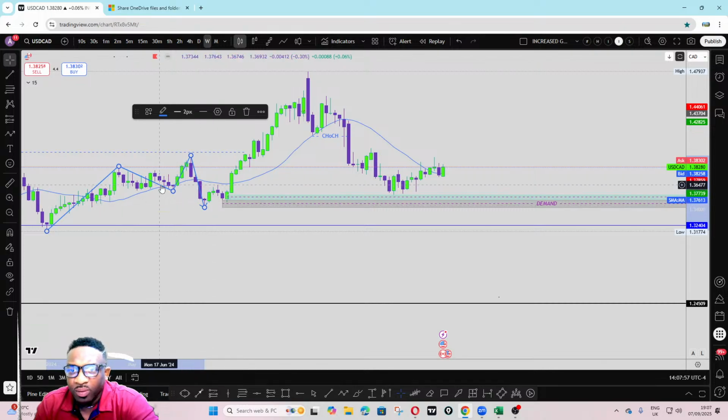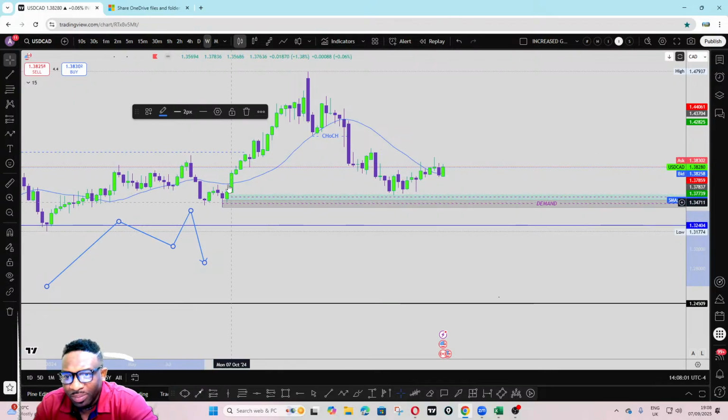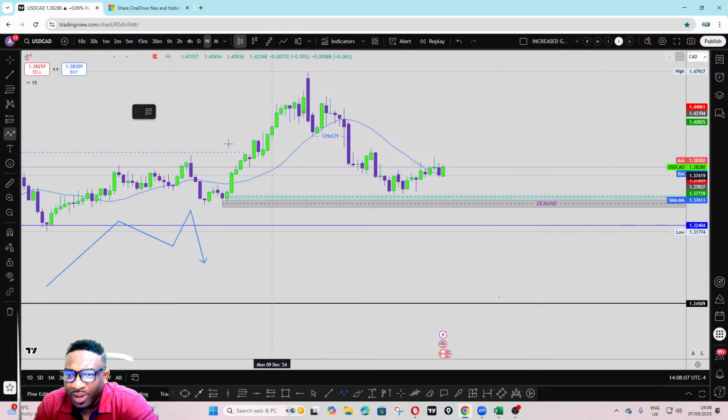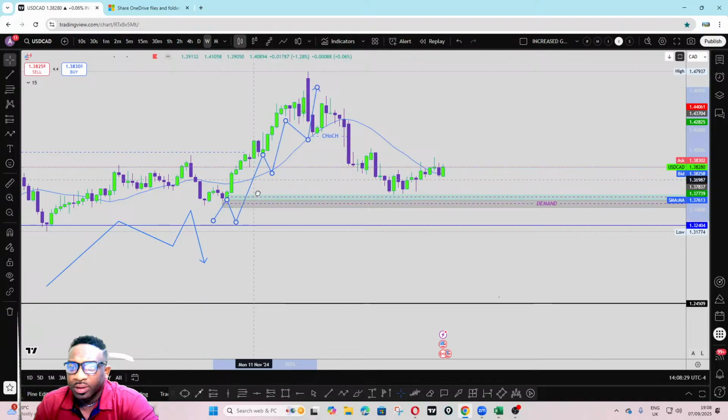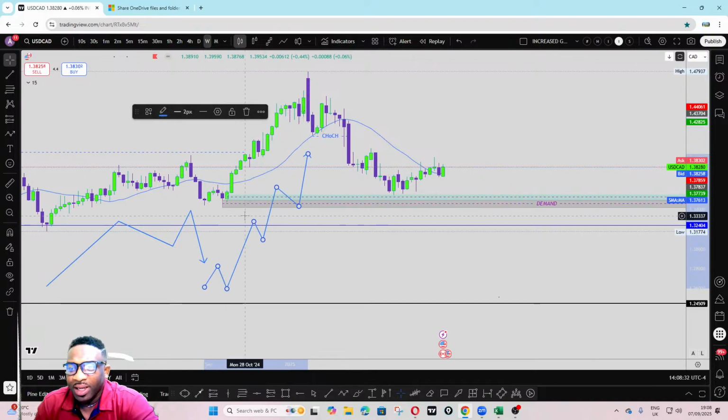We had this movement starting from here, and then we made this low here. If we're starting again from here to continue the uptrend, it will be from this point to this point here, and then we broke structure somewhere here. So that is an uptrend making higher highs and higher lows.